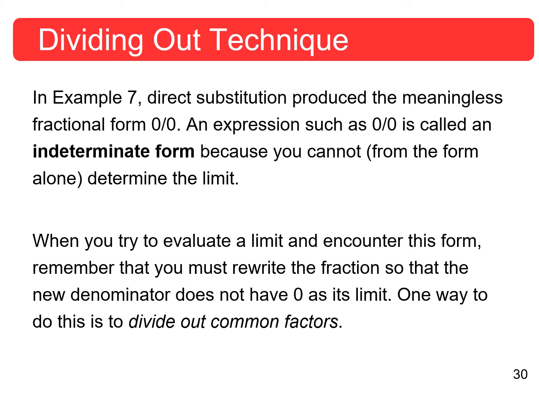So it's called indeterminate form because from this form alone, you cannot evaluate or determine the limit. So when you try to evaluate the limit and encounter this form, remember that you must rewrite the fraction so that the new denominator does not have a 0 in it as its limit. And one way to do this is to divide out common factors.